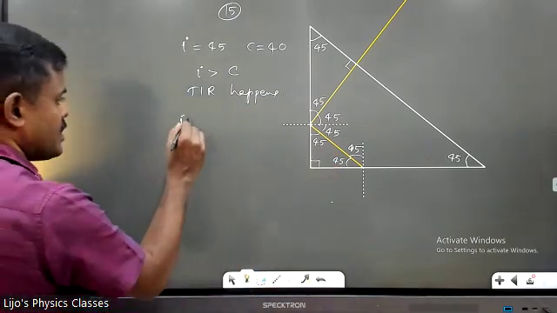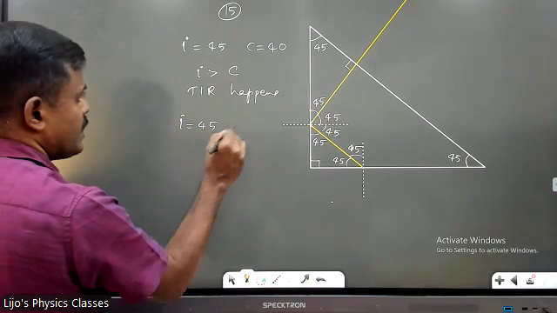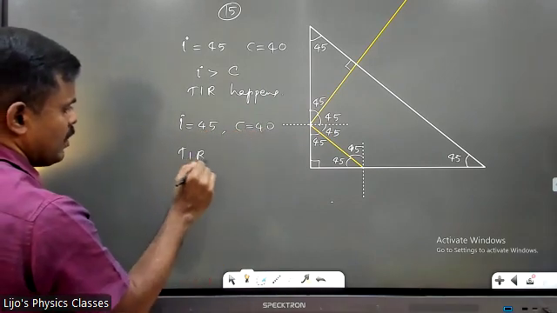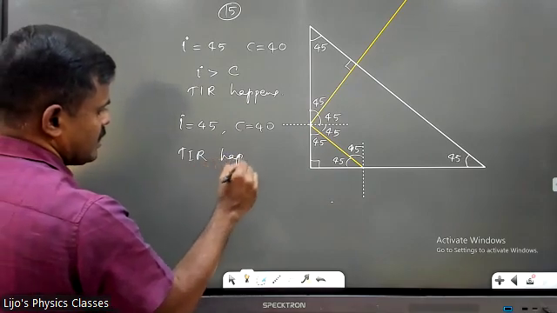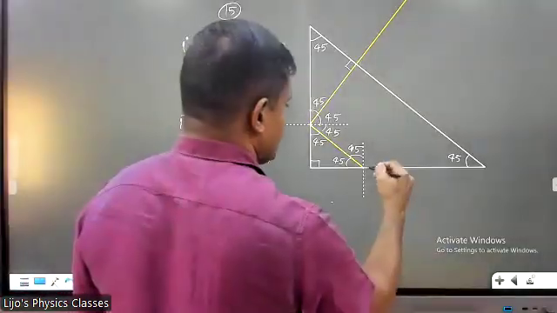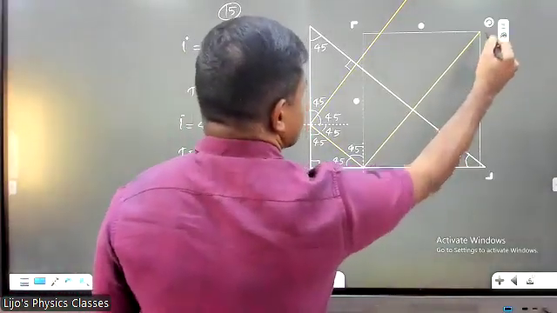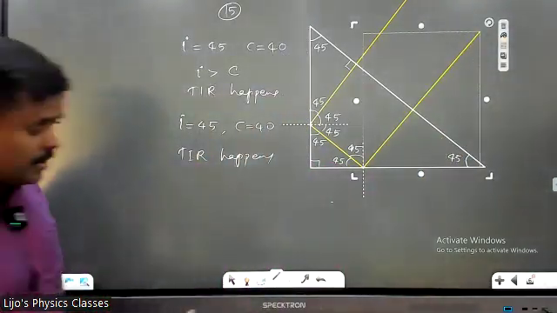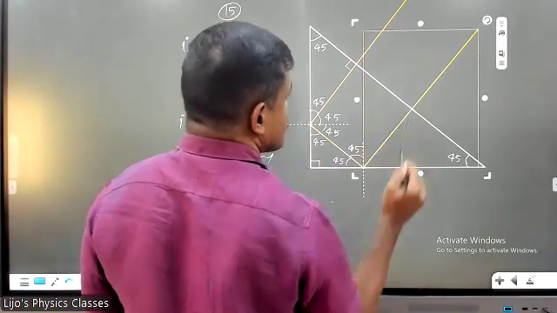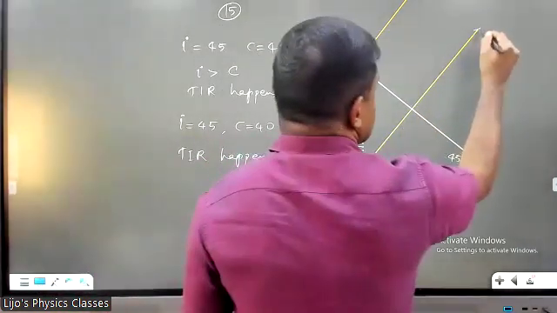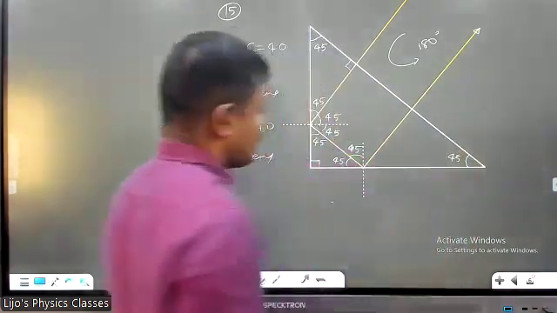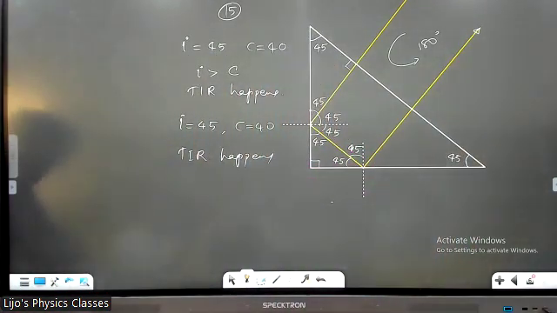Again, angle of incidence equal to 45. Critical angle is equal to 40. TIR happens one more time. Am I correct? TIR would happen one more time. Look at that. The ray will go back like this, along the path through which it came, 180 degree deviation. All of you got this?